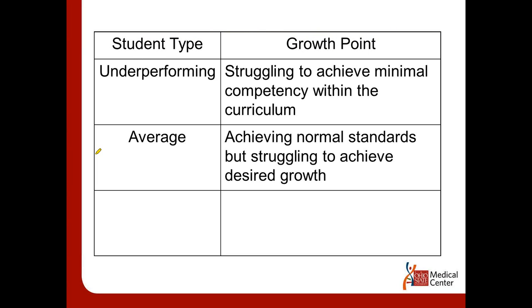So as we go through, there's different types of students. The underperforming student who's struggling to achieve their minimal competency within the curriculum, failing exams, borderline going to make it through the curriculum or not. They're usually the students that we end up spending the most time and resources on.